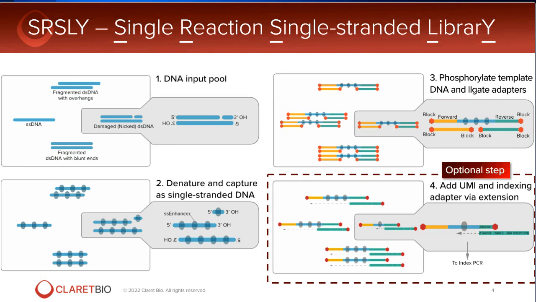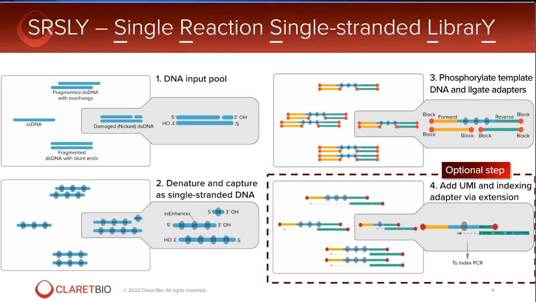So this slide explains the overview of how SRSLY works. Like all good library preps, or all bad library preps, or all library preps in general, you just start with an input pool of DNA. The quality and quantity of these different types of molecule depends on the starting sample in which the DNA is extracted from.